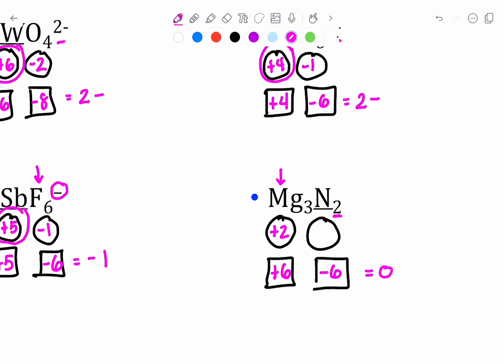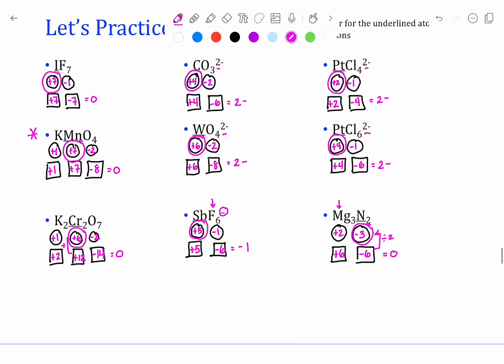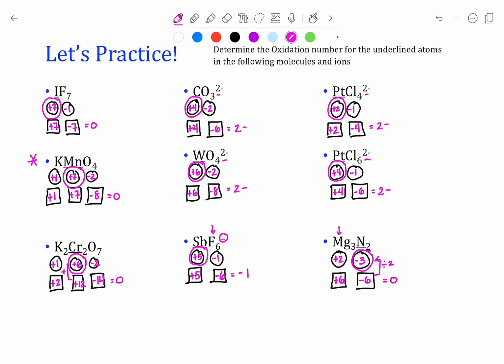There's 2 nitrogens in there, so we have to distribute that -6 amongst them. So its oxidation number is -3. So when we go from square to circle, we divide by our subscript. Okay, those are our oxidation numbers for all of those examples.